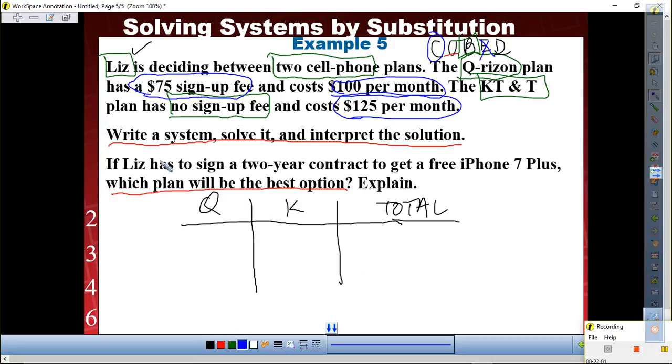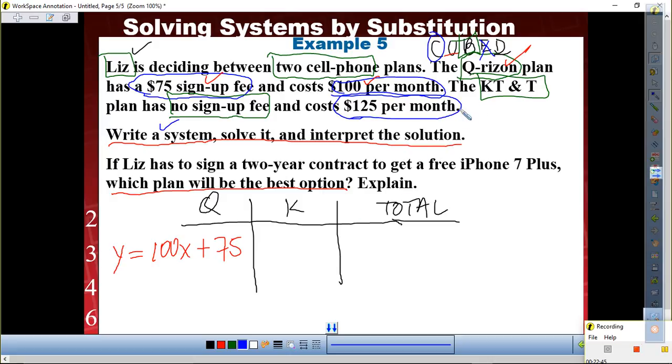So let's write. They're asking us to write a system, which means it has to include what variables? X and Y. Okay, so let's start with Q Rising. I'm going to use red for Q Rising. So how much do they charge from the very beginning? $75. So right from the get-go, it's plus 75. How much is the cost per month? 100. But since we don't know how many months, what do we write? 100x. So this is almost an equation, right? To make it an equation, what do we write? Equal to what? Y. There you go.